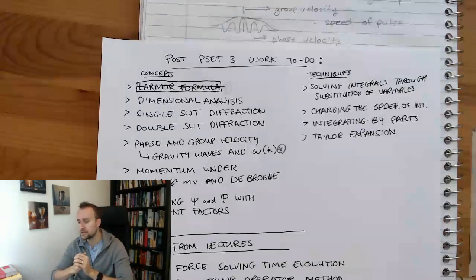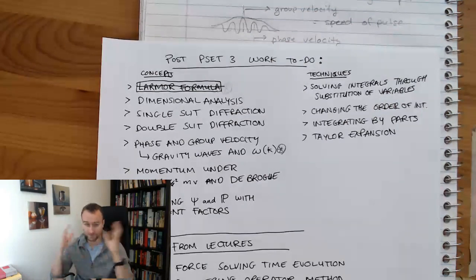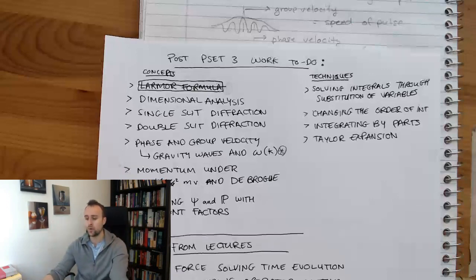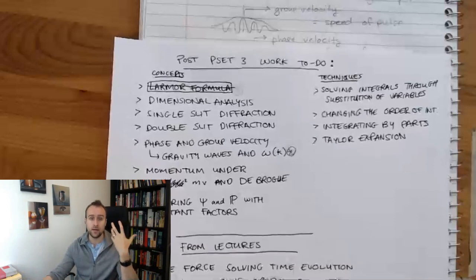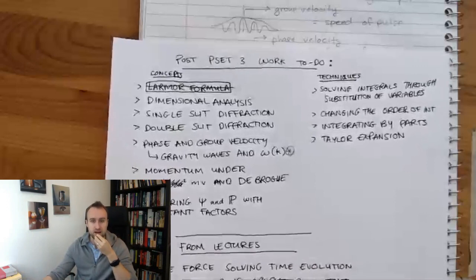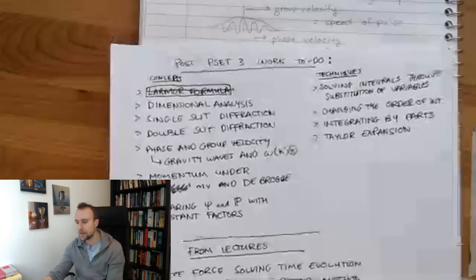So we've got a few things that have come up: substitution of variables, changing the order of integration, integrating by parts, Taylor expansion. There's probably a few more that I'm going to add here once we get to some differential equations parts. So I want to get a little bit more of a grasp of those techniques so that I can just apply them, rather than when I see the solution, going, oh, okay, they're doing that, right?